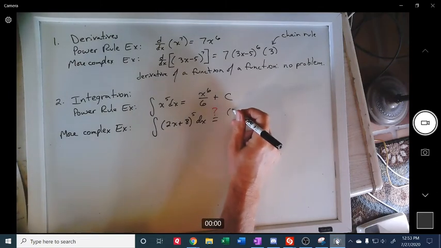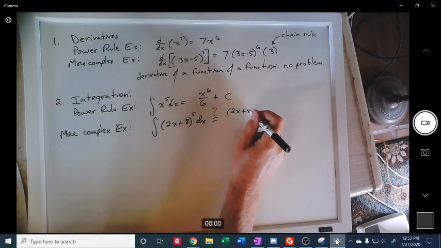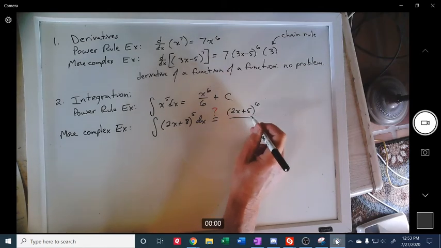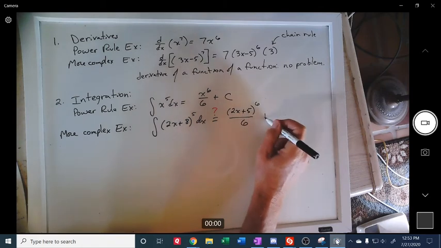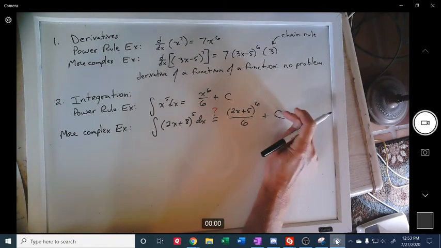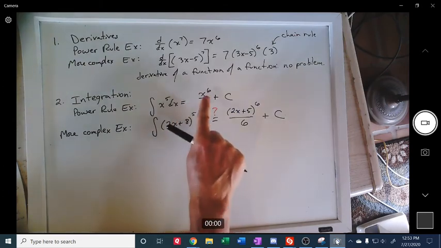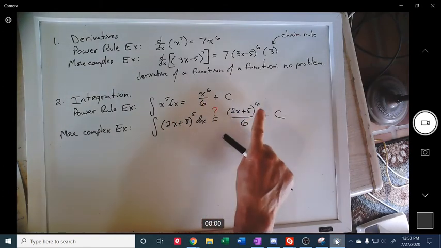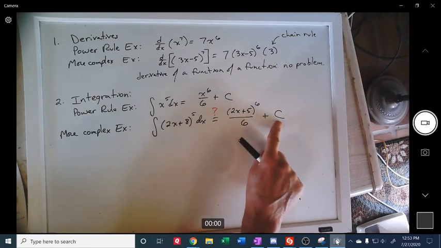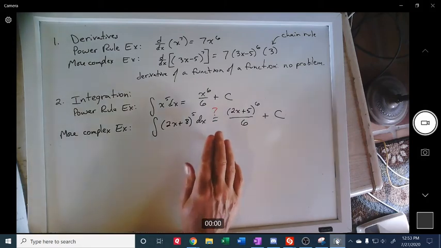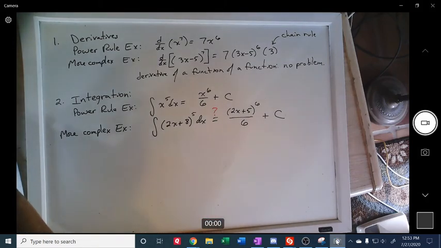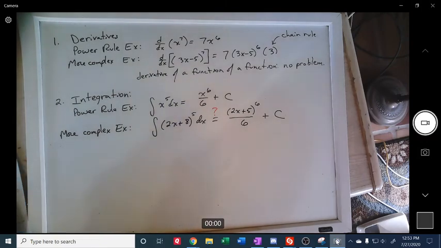Is this going to be (2x + 5)^6 over 6 plus a constant? I'm going to do it pretty much the same way I did this. Raise the power by 1, divided by 6, plus a constant. So I'm going to have you consult in your group for a minute, and then I'm going to call on a group and tell me if you think this is going to work.